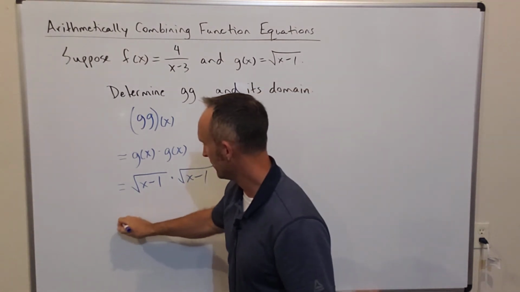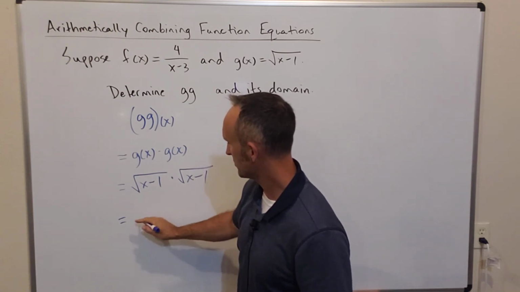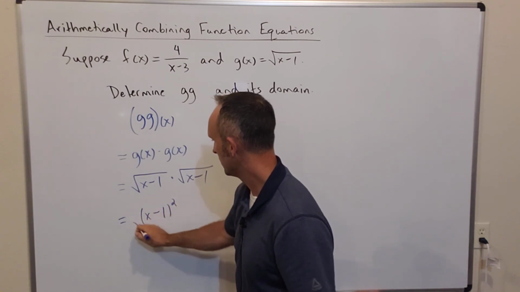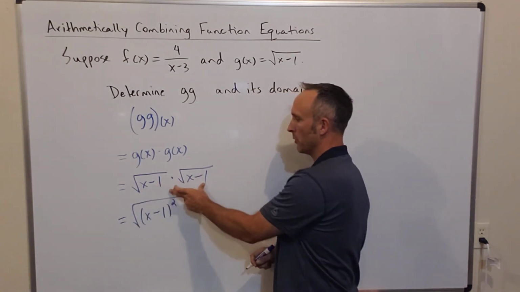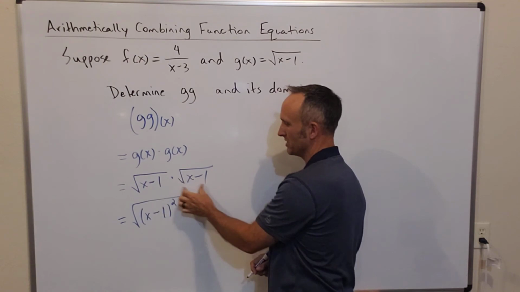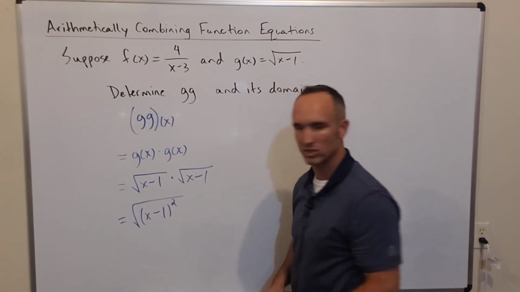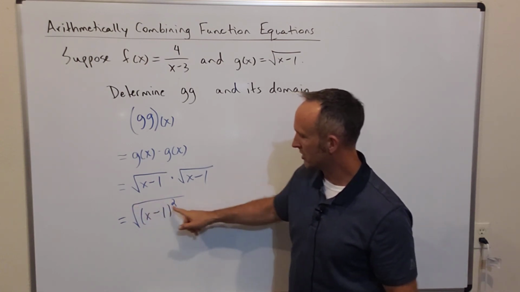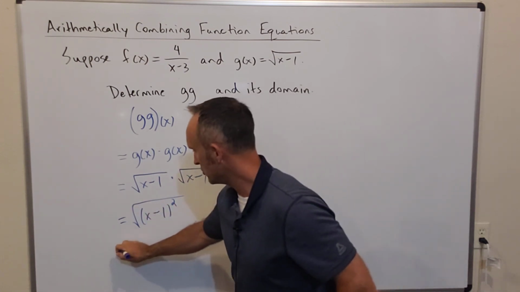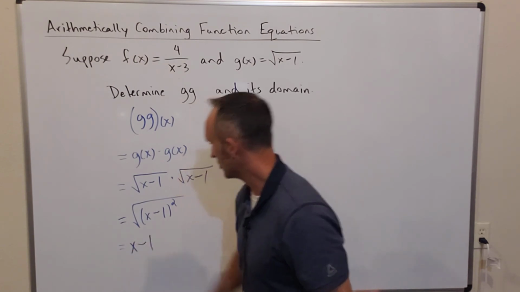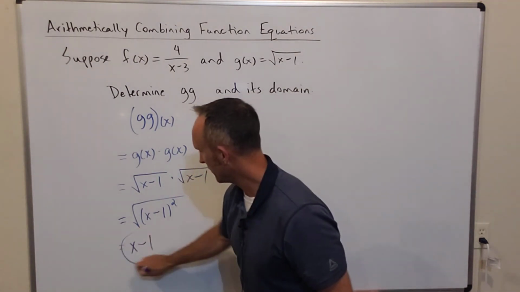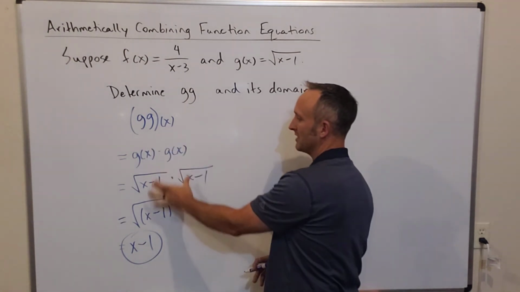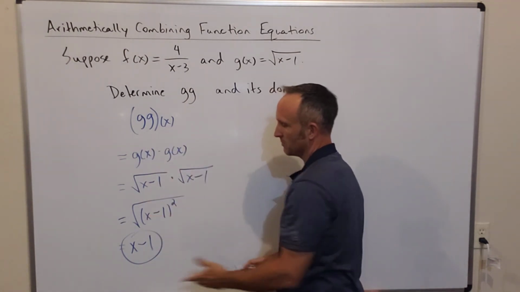And this is the step we'll use to find our domain. But let's go ahead and simplify. The square root of x minus 1 times the square root of x minus 1 is the square root of x minus 1 squared. Since they're both square roots, we can actually multiply the x minus 1s together to get x minus 1 squared. And the cool part about this is when you square root a square, they cancel and you just get x minus 1. Okay? So that's the simplified version of this function. So it's really interesting that gg of x is this, but it simplifies to x minus 1.